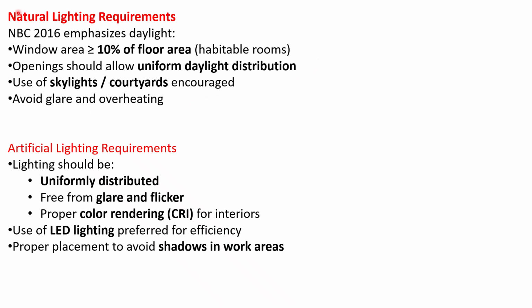Friends, now we are discussing natural lighting requirement. As per National Building Code 2016, it emphasizes daylight. Window areas should be greater than or equal to 10% of floor area. Habitable rooms. Openings should allow uniform daylight distribution. Use of skylights and courtyards encouraged. Avoid glare and overheating.